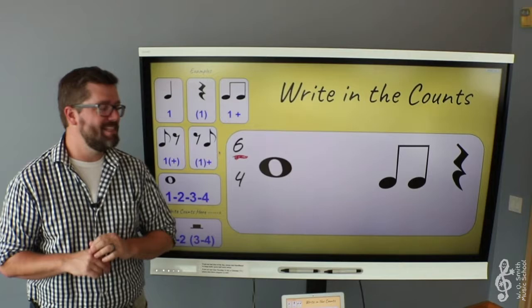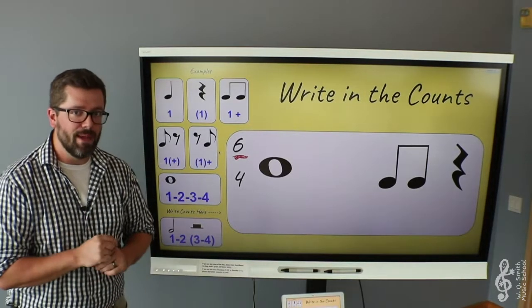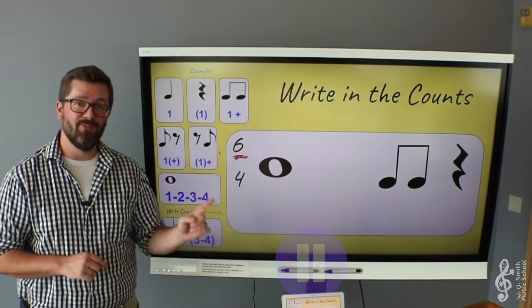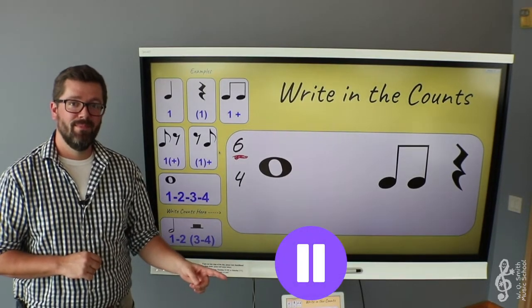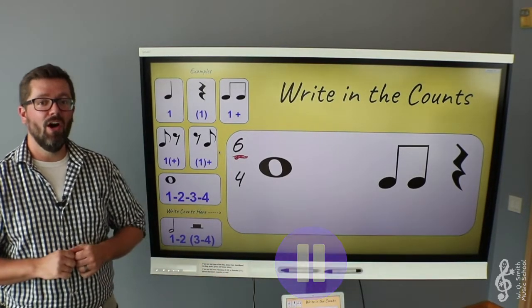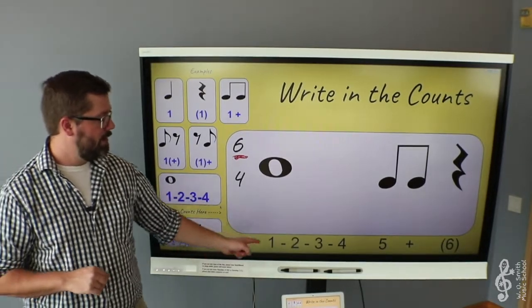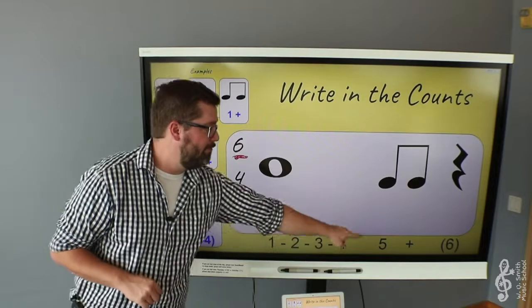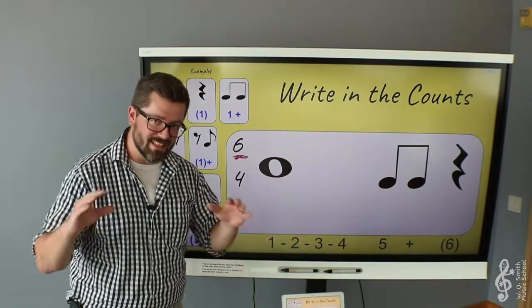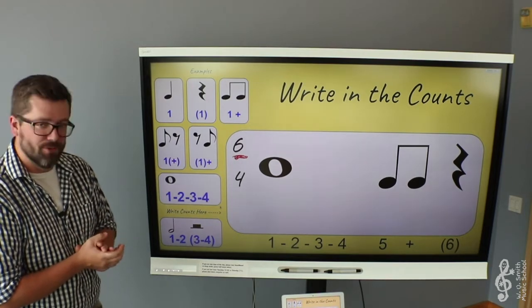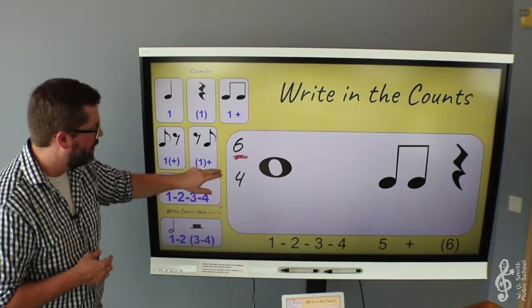Next up, we've got one in 6-4. Your counts need to make it all the way to number 6. Go ahead and press pause and try it now. Okay, check out the right answer. 1-2-3-4, 5 and then 6 is silent in that rest. So you've got the parentheses around it. Cool, hope you're getting these right so far.